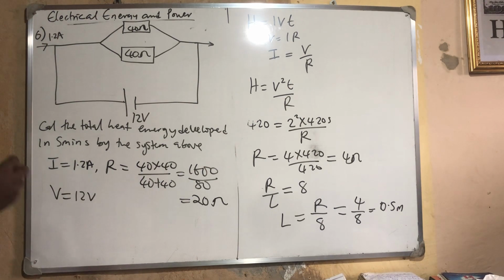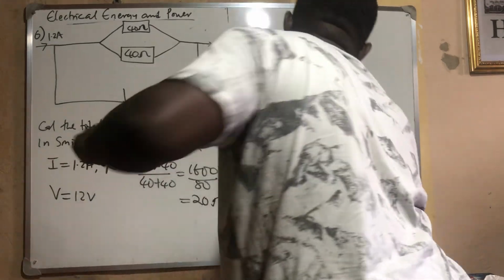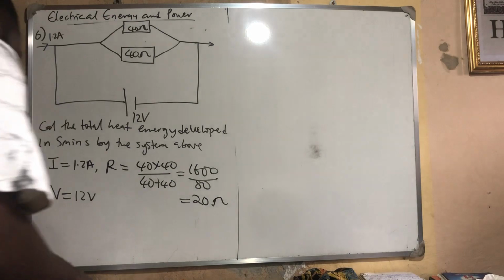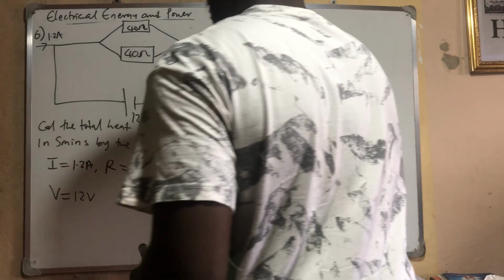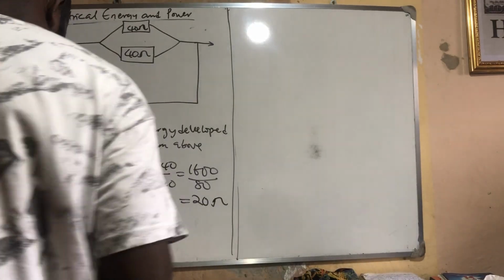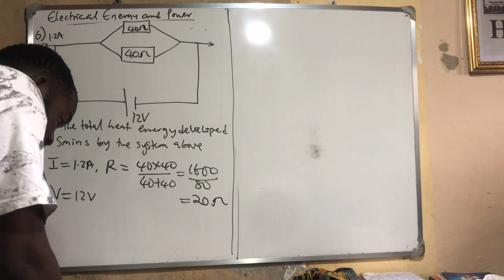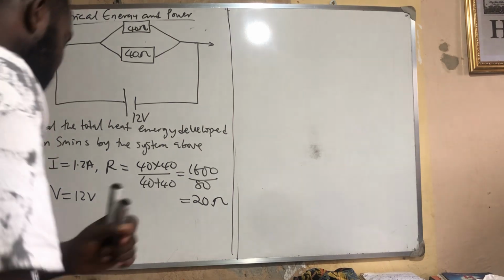What else? I have my V as 12 volts. They say we should calculate energy, and energy is heat energy. So don't forget that V is equal to IR. So the total energy H is equal to V IR, or using this, you get the same entity.